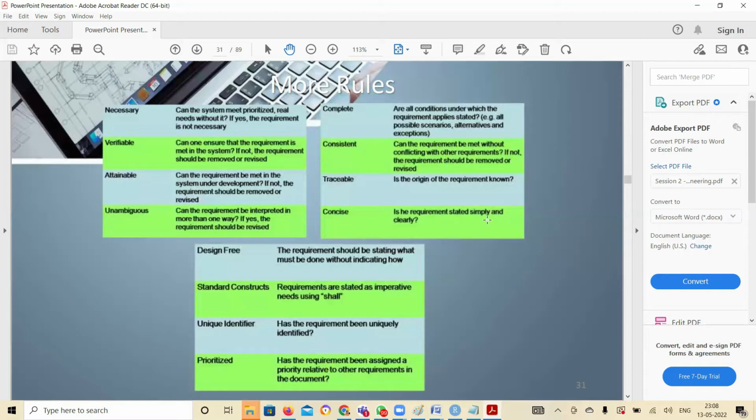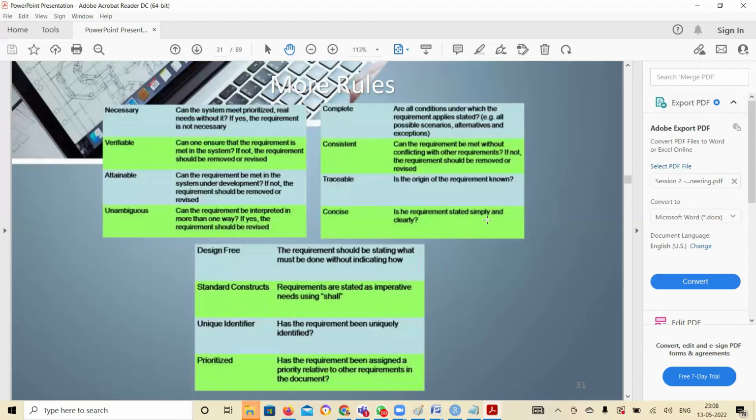Requirements should be complete and also concise. It means that with the least words possible, you cannot write stories for everything. It should be complete, but at the same time concise. Design free: you should not talk about the design. Let the design piece be done by the technical team. You focus on what, not how.